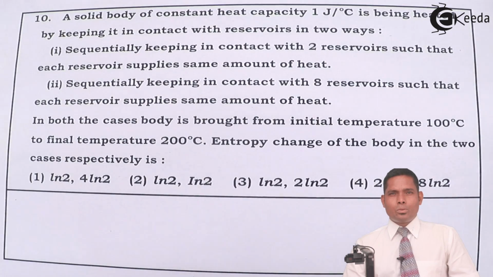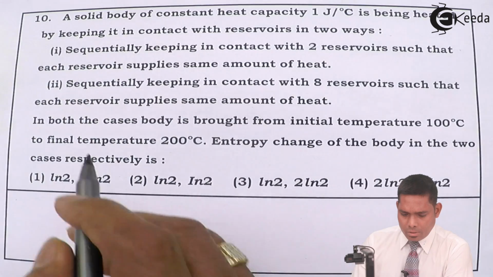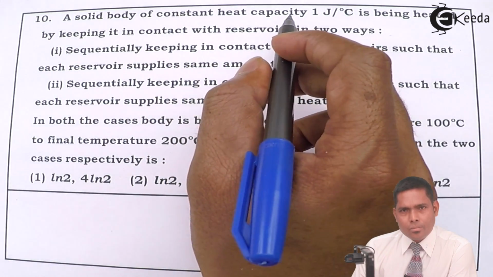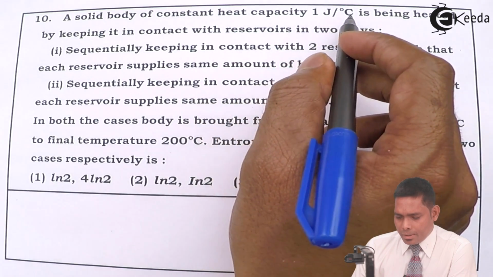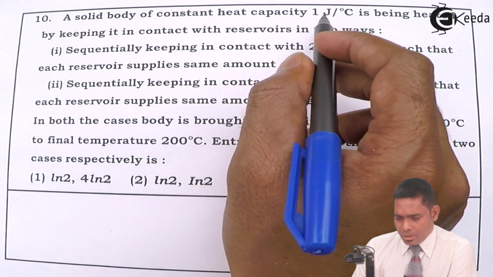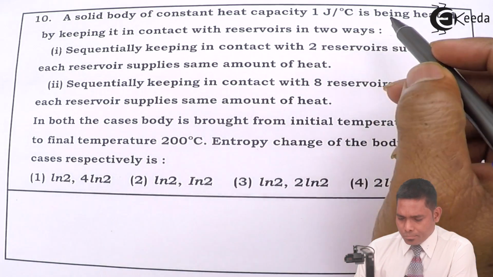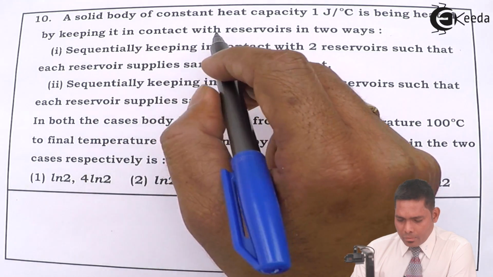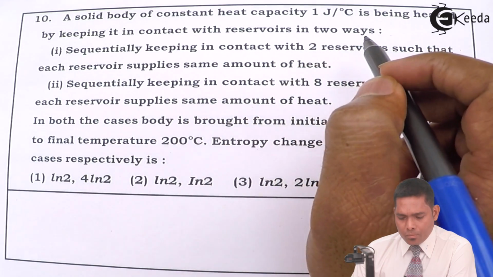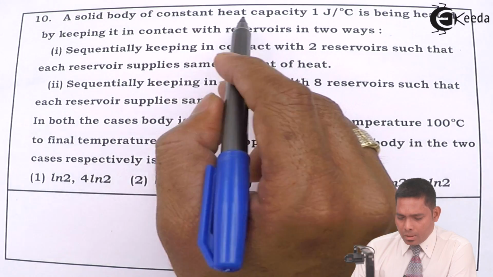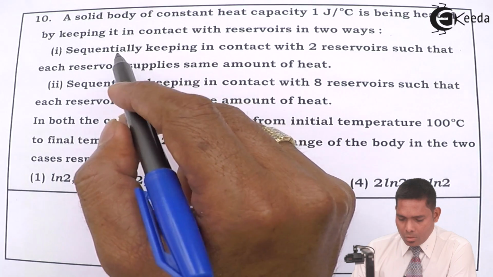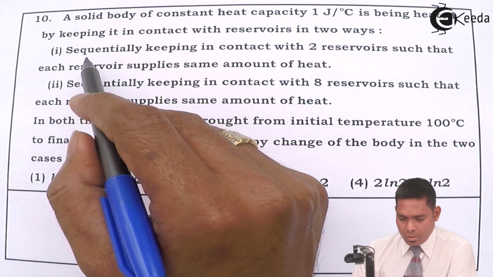Hello students, let's move to the next question. Question number 10. The question is a solid body of constant heat capacity 1 joule per degree centigrade. Heat capacity is joule per degree centigrade. It is being heated by keeping it in contact with reservoirs in two ways. So this object is actually heated in two arrangements.